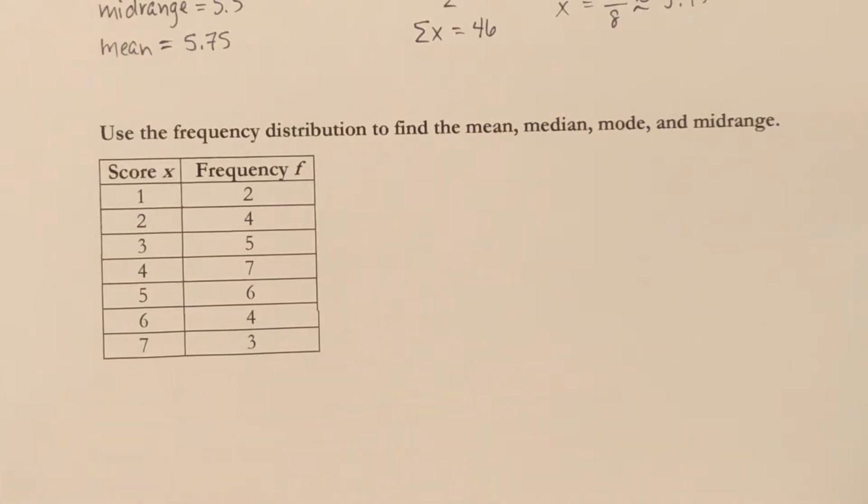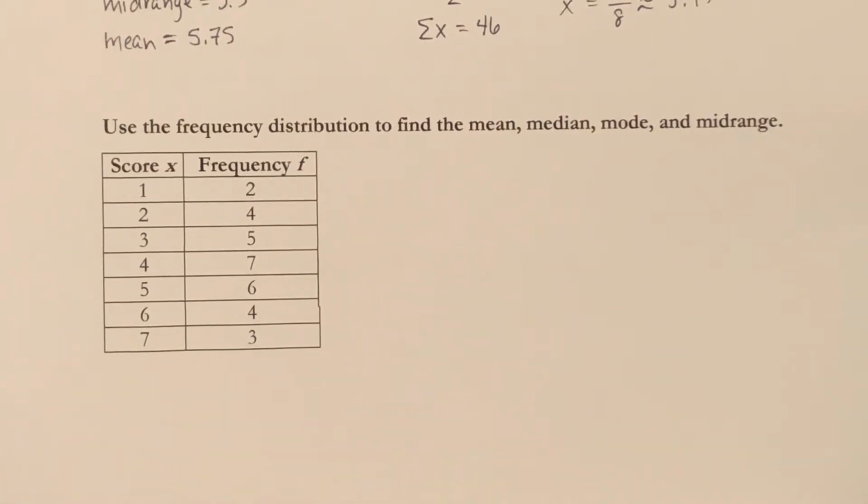Part 3 of section 12.2. So again, we're still trying to find the mean, median, mode, and mid-range, and this time we're given a frequency distribution. So we don't have to put things in order this time, which is nice, but we have to do some other calculations because things have been condensed for us.